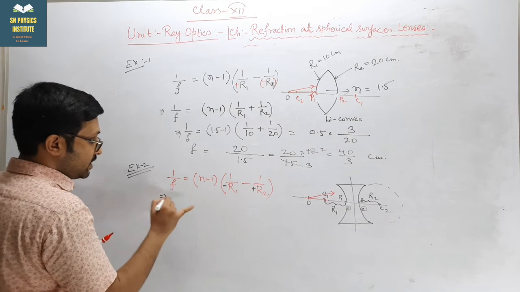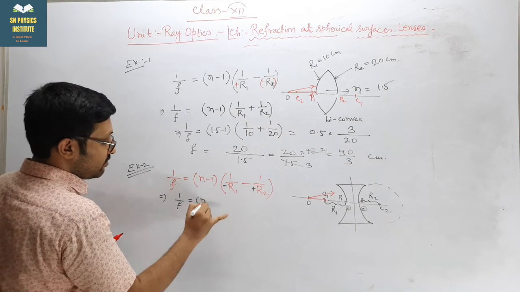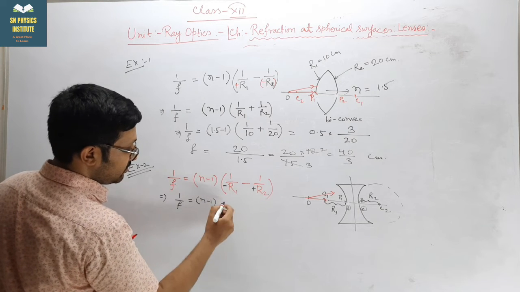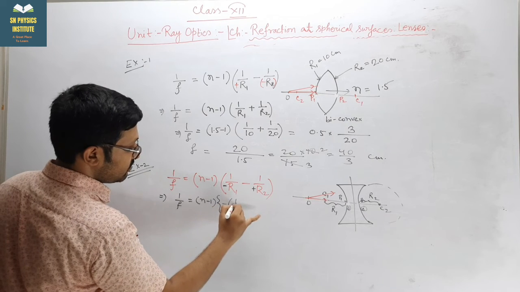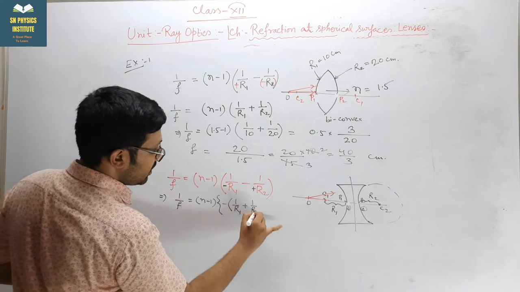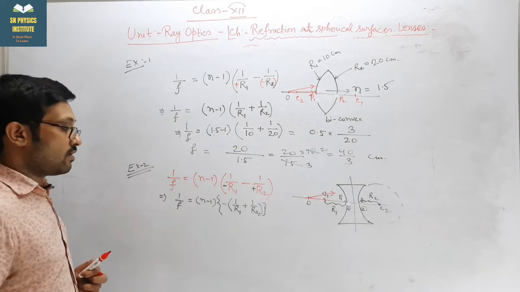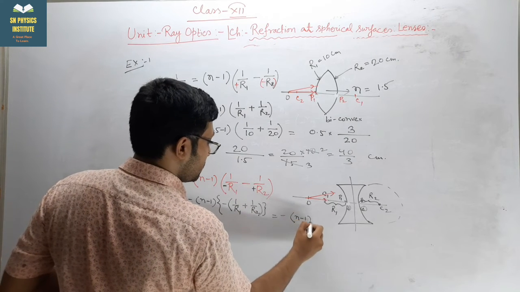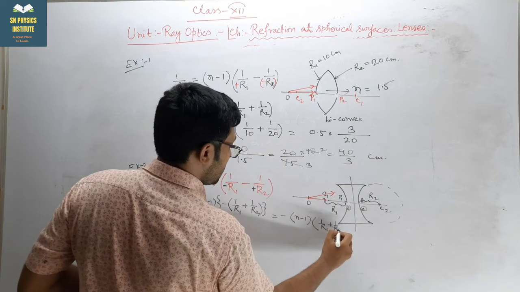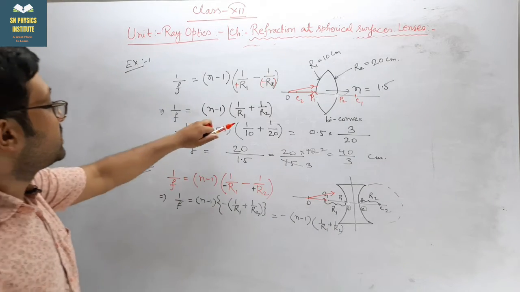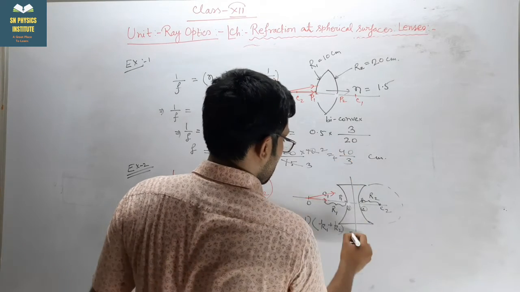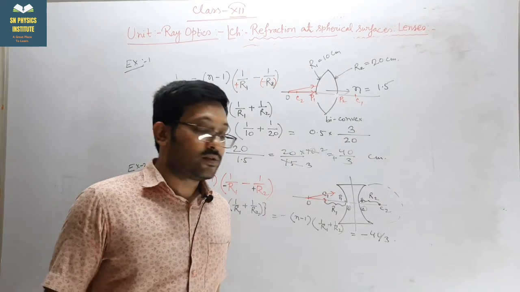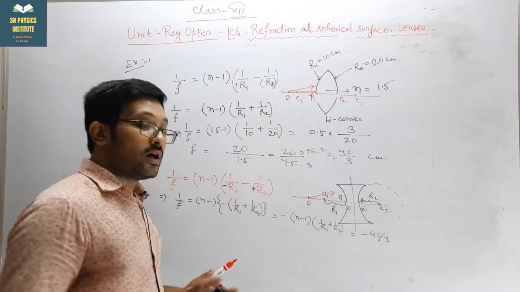So the formula becomes 1 by F is equal to n minus 1 into minus 1 by R1 minus 1 by R2. If you take the minus common, within the bracket it is 1 by R1 plus 1 by R2. So you are getting the same thing, minus n minus 1 into 1 by R1 plus 1 by R2. Already you calculated this as plus 40 by 3, so this becomes minus 40 by 3. This way you can calculate the focal length of the lens.